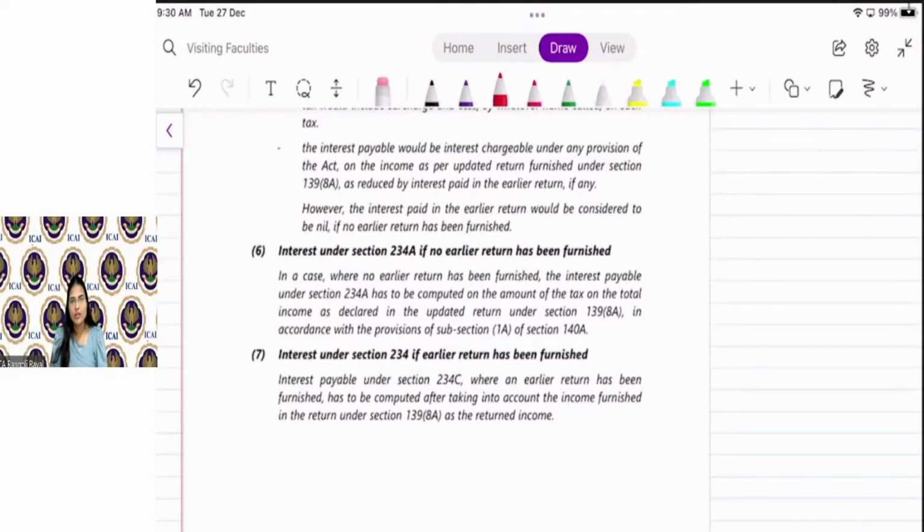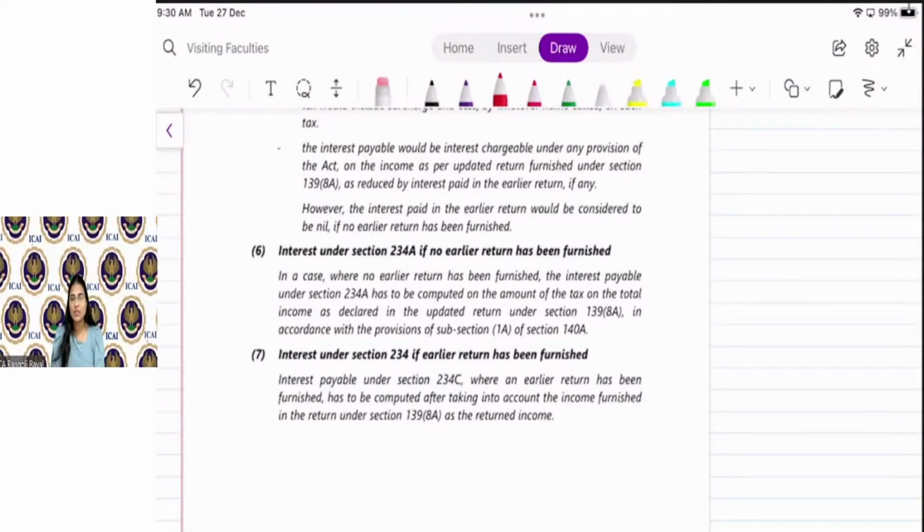Interest under Section 234A if no earlier return has been furnished. In case where no earlier return has been furnished, the interest payable under Section 234A has to be computed on the amount of tax on the total income as declared in the updated return. So you have to pay interest under Section 234A, that is 1% of 1,20,000 from the original due date to the date of payment.